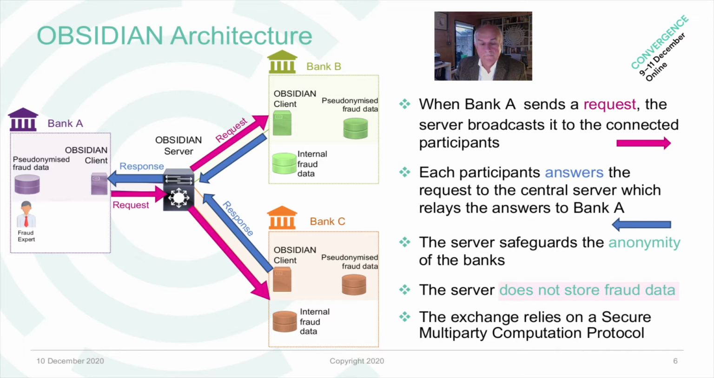The Obsidian server then relays the response to bank A, which now knows if the IBAN that was requested was seen in a fraud in bank B or bank C. All of this is done without any of the participants having knowledge of the data behind the request. So it's a kind of zero knowledge proof. It's difficult to explain all the technical aspects of the protocol in the given time, but the important features to remember are that the data exchange is always pseudonymized, so never exchanged in clear text, and the central server does not store data. Each bank keeps total control of the data. So we can move on to the next slide.